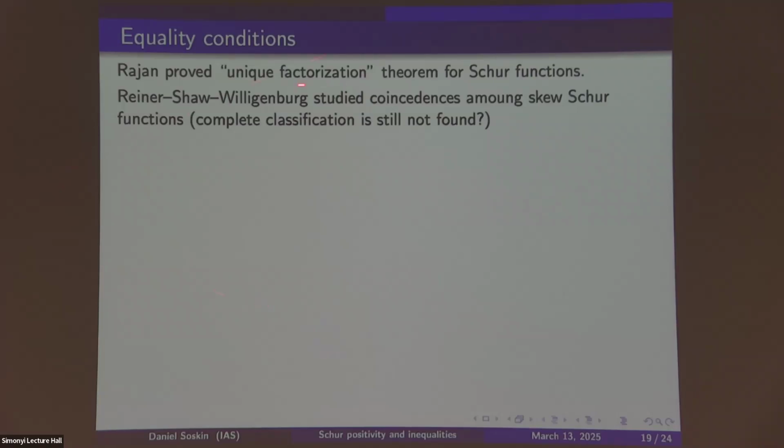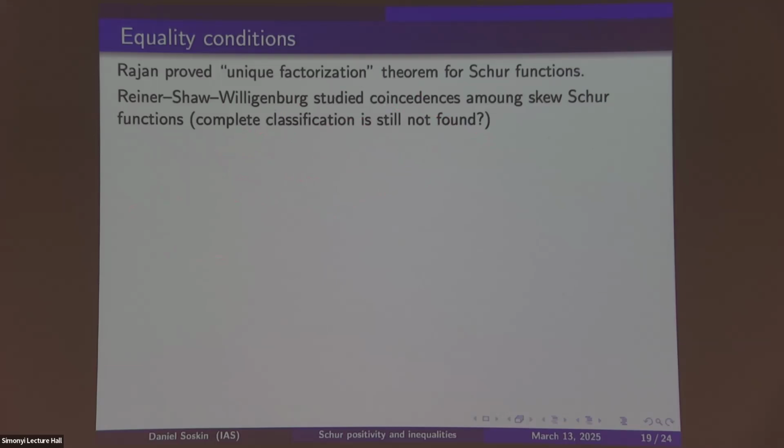Some researchers also looked at equalities between products of Schur functions and skew-Schur functions. Jan proved the unique factorization theorem for Schur functions. And then Rainer, Shaw, and V.B. Genburg studied coincidences among skew-Schur functions. As far as I understand, even to tell when two skew-Schur functions are equal, a complete classification is still not found.